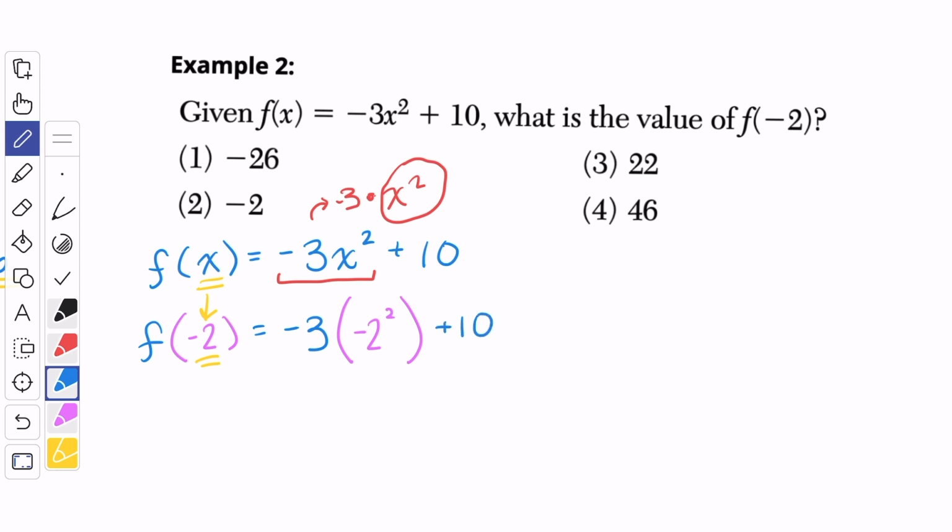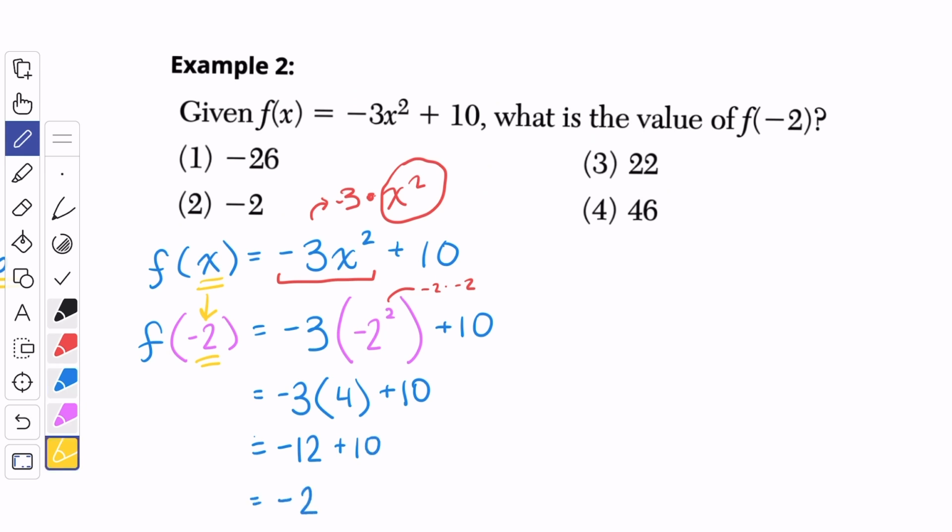And now I'll bring everything else down the same. I have plus 10. So here I now have negative 3, and then in parentheses negative 2 squared is negative 2 times negative 2. Again, if you need that, I'm just going to write it out here, negative 2 times negative 2, and that's a positive 4. So I'll keep that here in parentheses, plus 10. I'm bringing every other piece down the same, and I have negative 3 times 4 is negative 12, plus 10. Negative 12 plus 10 is negative 2, and I notice that's my answer choice right here.